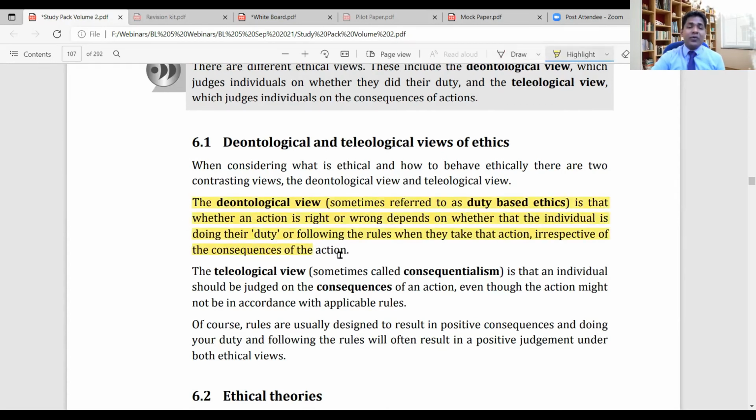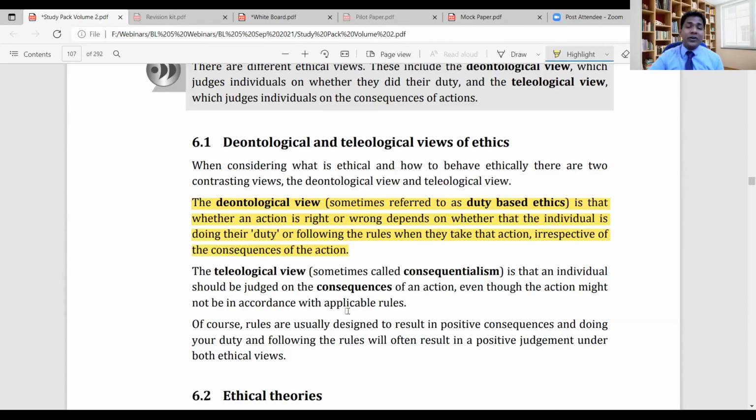So the deontological view looks at the work that is done as per the rules, the set of regulations, or the code of ethics. The teleological view, sometimes called consequentialism, is that an individual should be judged on the consequence of action. So you have to judge the thing based on the consequence. And if we want to assess a person, we can assess a person looking at the work that he has done, the final outcome. Or you can assess the person based on the work that is being done by him.